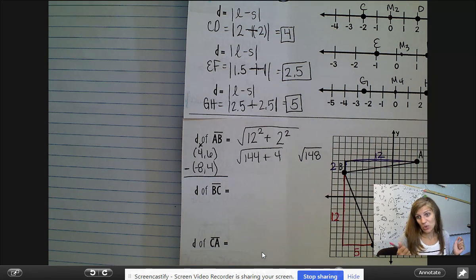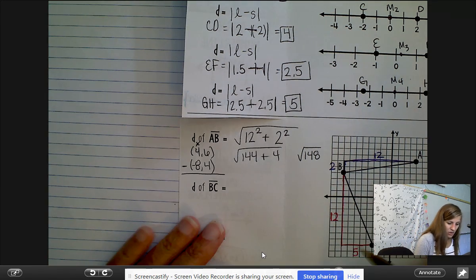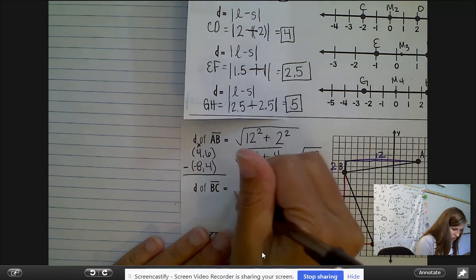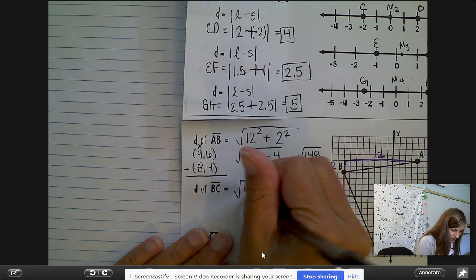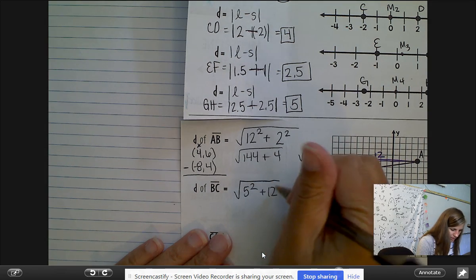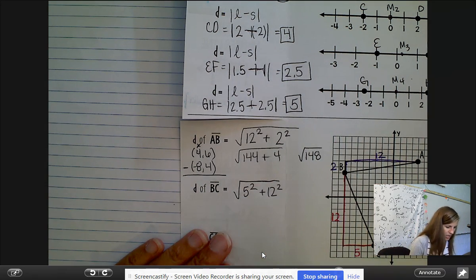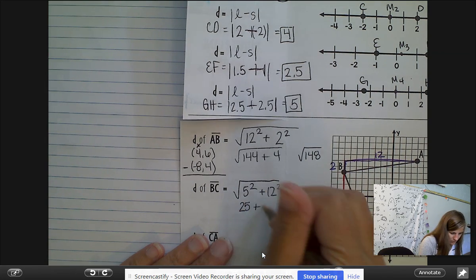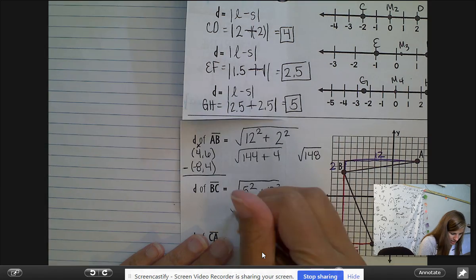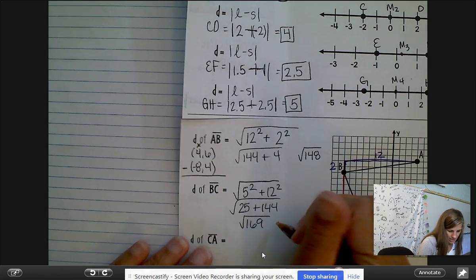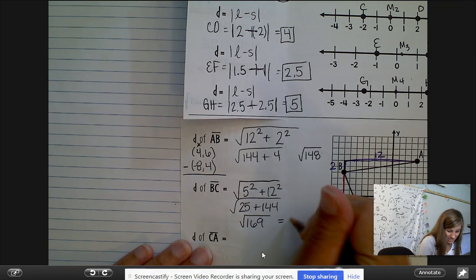I can just use those two numbers in my little formula. So the up and down number is your y number, the side to side number is your x number. So we're just doing the square root of 5 squared, my side to side number, plus 12 squared, my up and down number, my y numbers. And so then I square each of them. 5 squared is 25. 12 squared is that 144. When I add them up, I have 169. And the square root of that is actually 13.